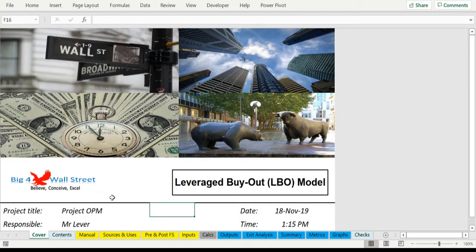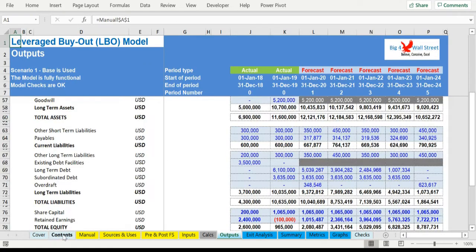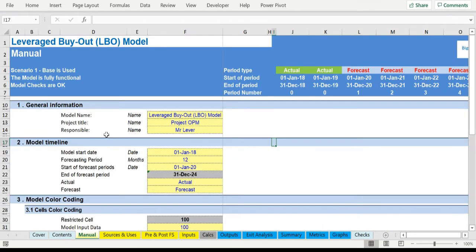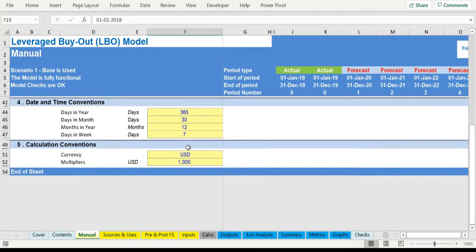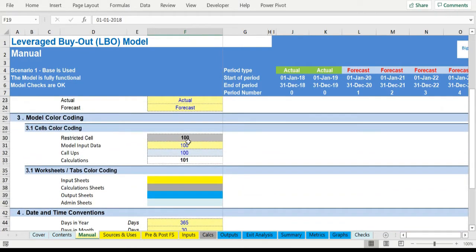So a quick overview of the model. In the Contents tab you can see the structure of the model, and by clicking on any of the headlines you are redirected to the relevant worksheet. On the Manual tab you are able to feed the general information for the model such as project name and title, responsible, timeline of the model and date and currency conventions. Additionally, there is a description of the color coding of the model in the same tab.